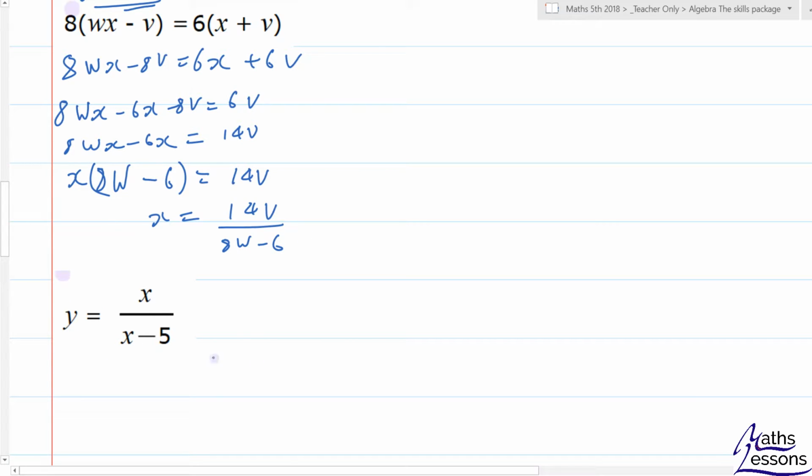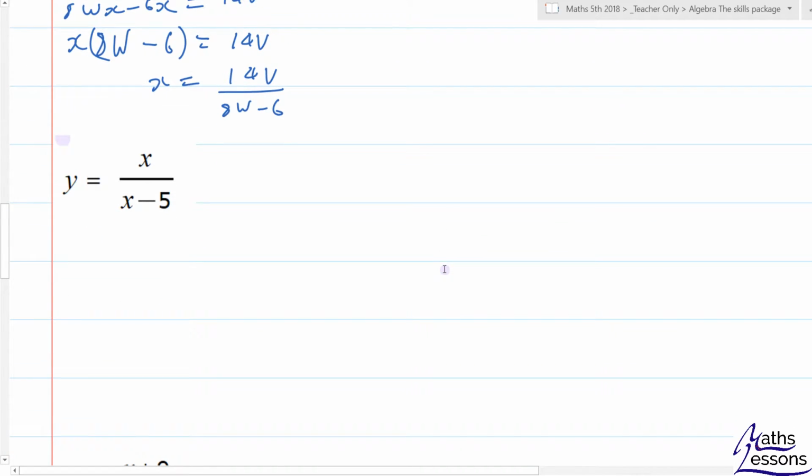Now in this one, this is quite a tricky one, but the first thing we want to do is get rid of the fraction. Make life easy for ourselves. So let's times both sides by x minus 5. So on this side we get y times x minus 5. But times this side by x minus 5, I'm just left with the top, because the x minus 5 cancel. I'm just left with x.